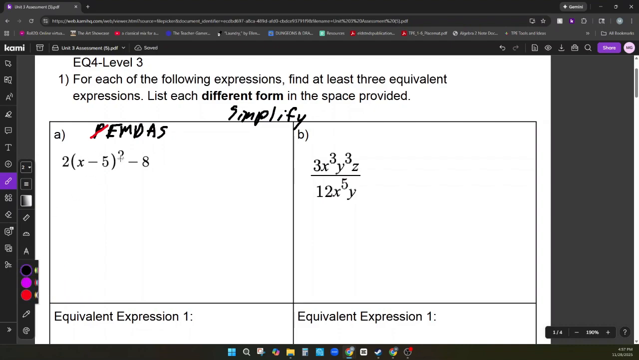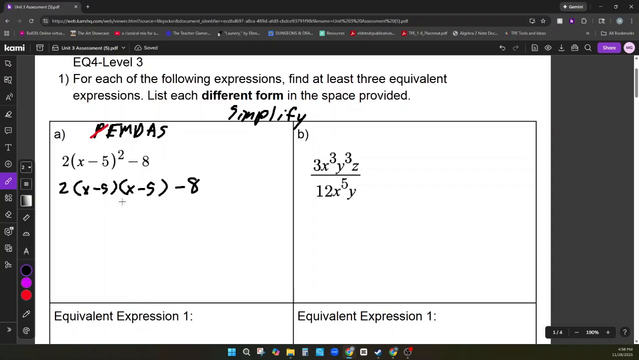Looking at E, however, I do have an exponent, so before I do anything else, I must resolve this. The way I do that is by expanding out what the exponent means. The exponent does not apply to the x or the 5, it applies to the whole parentheses. So the way I write this out is going to be 2 times (x minus 5) times (x minus 5) minus 8.